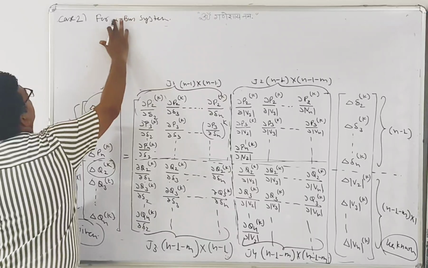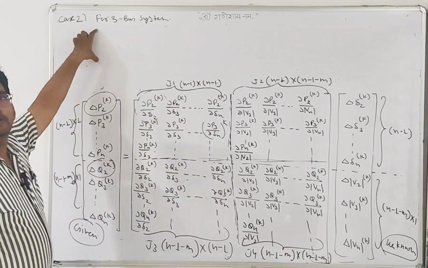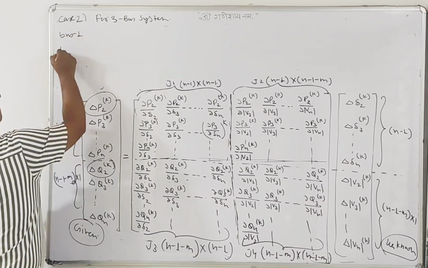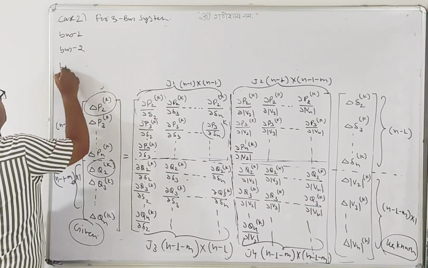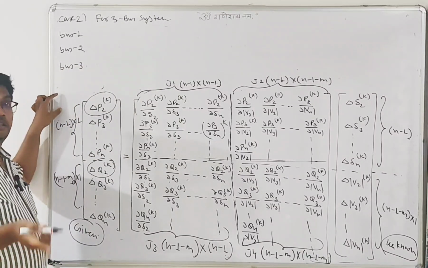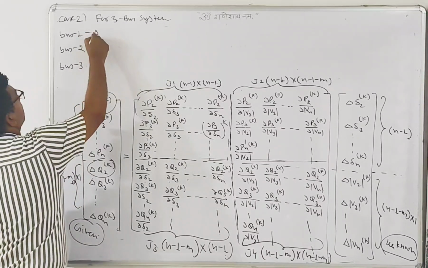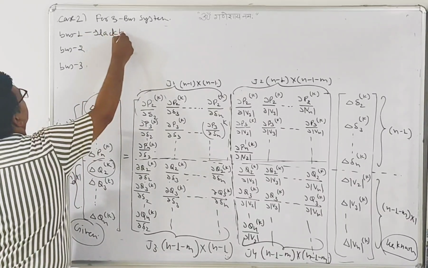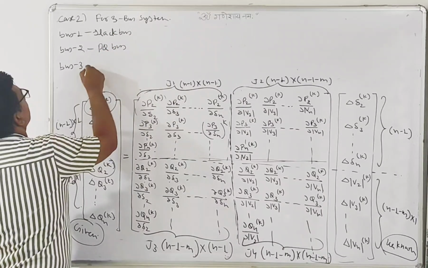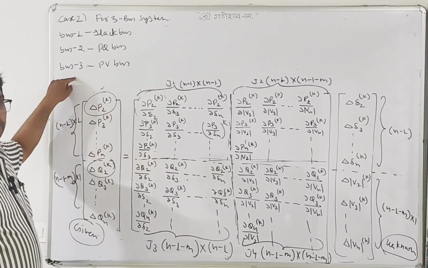That was for the 2-bus system. Now we consider the 3-bus system. Suppose we have assumed bus number 1, bus number 2 and bus number 3. That is the same problem that we have solved by the Gauss-Seidel method. In this case, bus 1 was the slack bus, bus 2 was our PQ bus, and bus 3 was the PV bus, as it is the same problem.